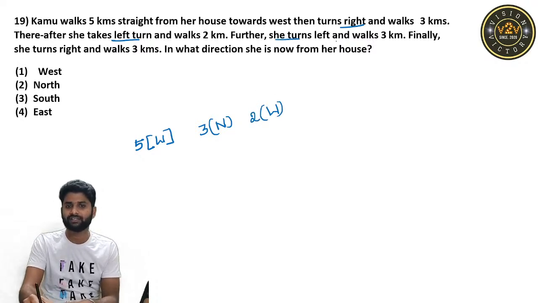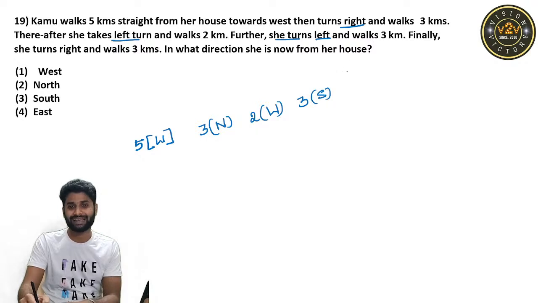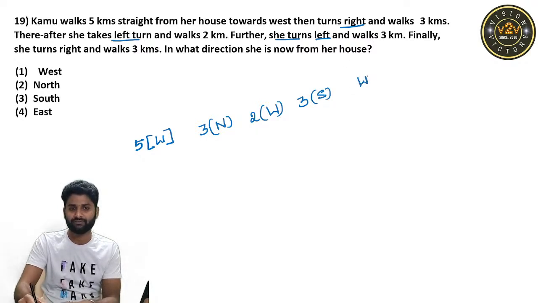And further she turns left. Left of west is south and walks 3 kilometers. Finally she turns right, right of south is west, and walks 3 kilometers. In which direction is she now from the same house?